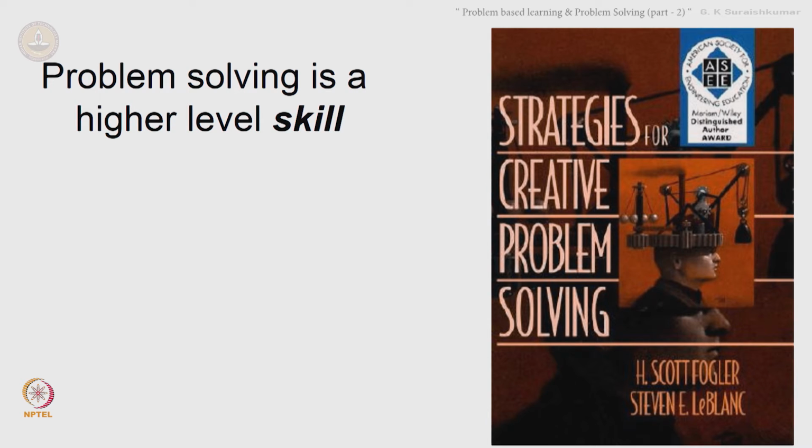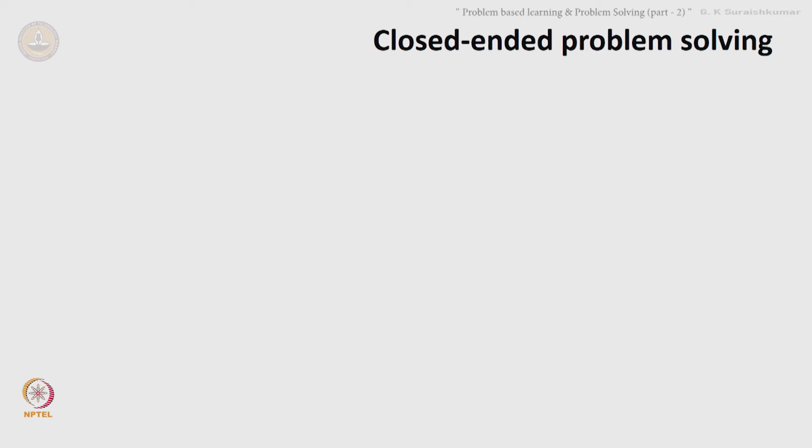Coming back to the higher level skill, you need higher level skills to solve problems. It needs to be developed in students, and let us see one of the ways of developing this skill for closed ended problem solving. What does closed ended problem mean? It means that everything is known, whatever is needed is known, and what needs to be found is very clearly known. You need to use the things that are known to get whatever answer or response is required. That is closed ended problem solving. These are typically used in time bound exams and so on.